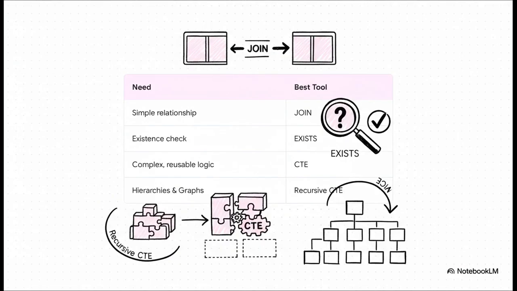For just connecting 2 tables together in a simple way, a standard join is your best bet. It's fast and clear. If you just need to check if something exists in another table, the exists subquery is highly optimized for that specific job. But the moment your logic gets complicated, or you need to reuse a piece of logic, a CTE is your new best friend. And of course, for any kind of hierarchy or graph, the recursive CTE is the undisputed champion.